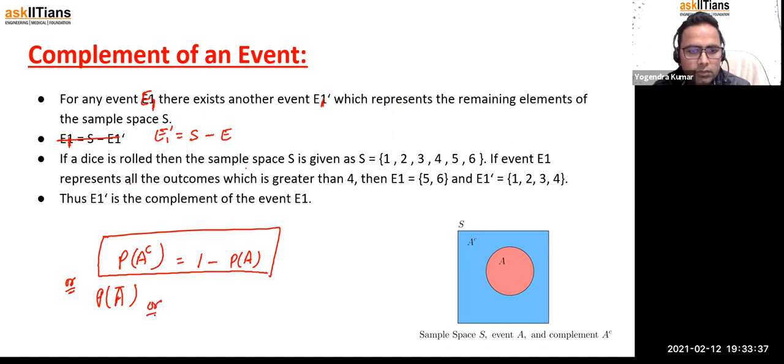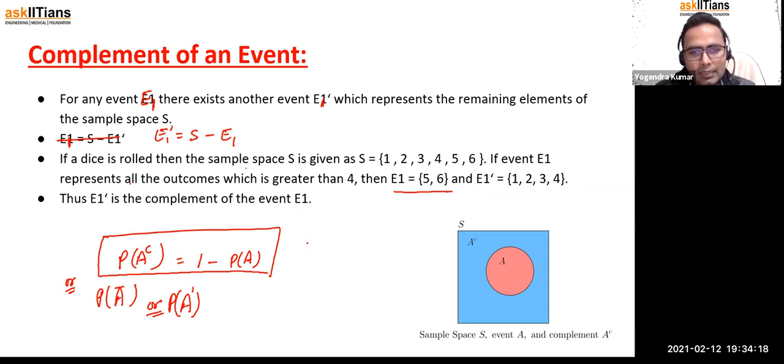We can write it like this also, P of A prime. So it is S minus E1. Like this also it can be represented. For example, if a dice is rolled, then the sample space will be this. If event E1 represents all the outcomes which are greater than 4, then E1 dash is E1 complement or E1 prime. That is 1, 2, 3, 4, and all the other elements except these two elements right here. Thus E1 dash is the complement of the event. Complement means U minus A.